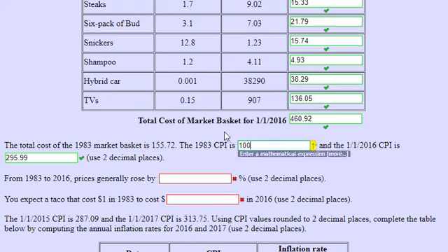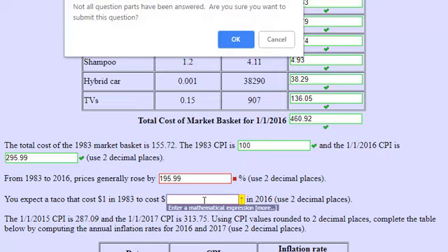So go back to my open math. The difference of these two is 195.99. Hit enter.